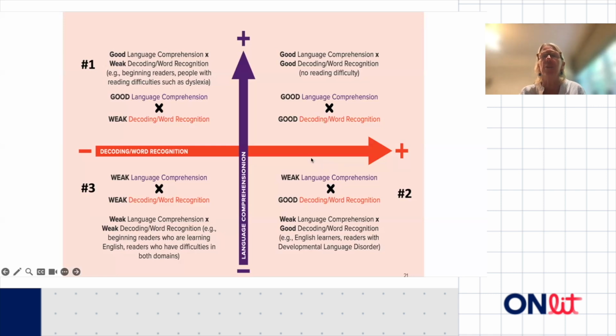So two different profiles. And then we have kids with what we call mixed reading difficulty. They have difficulty with both language comprehension and word recognition, right? And these, again, are our beginning readers who are learning English, our readers who have difficulties in both domains. Because you can be, and I didn't know this until about a year ago, you can be dyslexic and DLD. Those students are going to have the most pervasive difficulties learning to read and write.